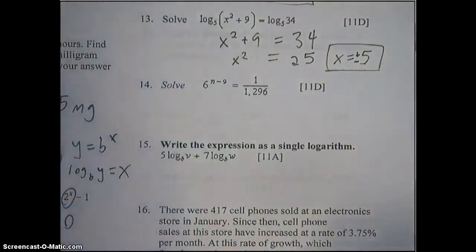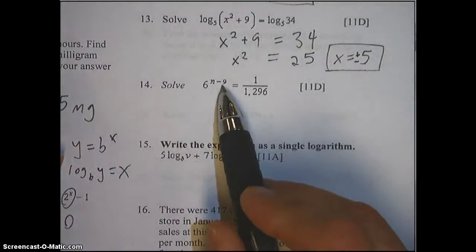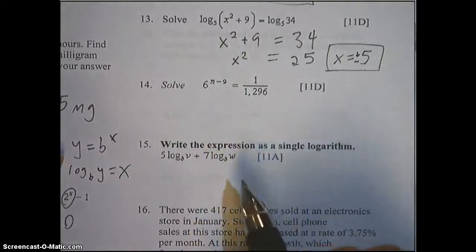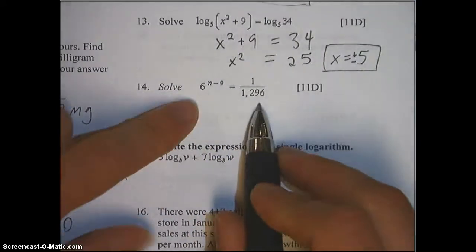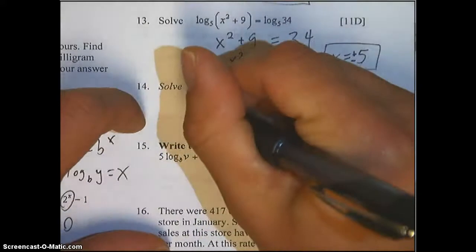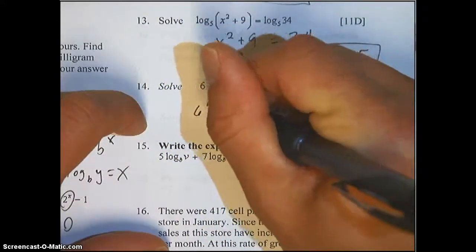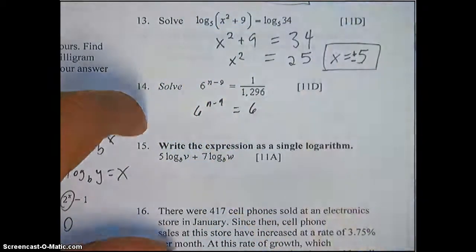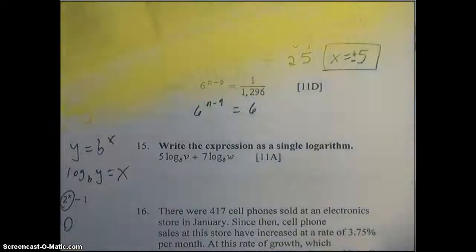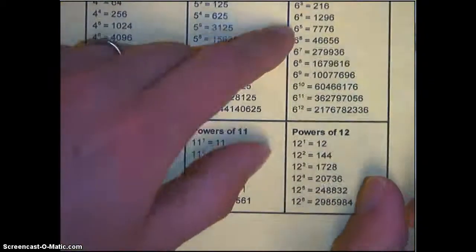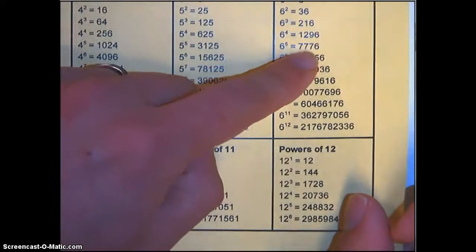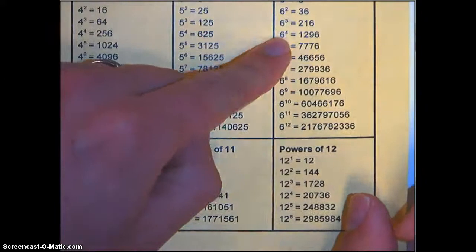On this next one, we're solving for n. And this is 6 to the n minus 9 power equals 1 over 1296. We want to get the bases the same here. So I want this to be 6 to the n minus 9 equals 6 to the something. So this is where I like to use this power table. And I'm looking at the powers of 6. Powers of 6, 1296 is 6 to the 4th power.